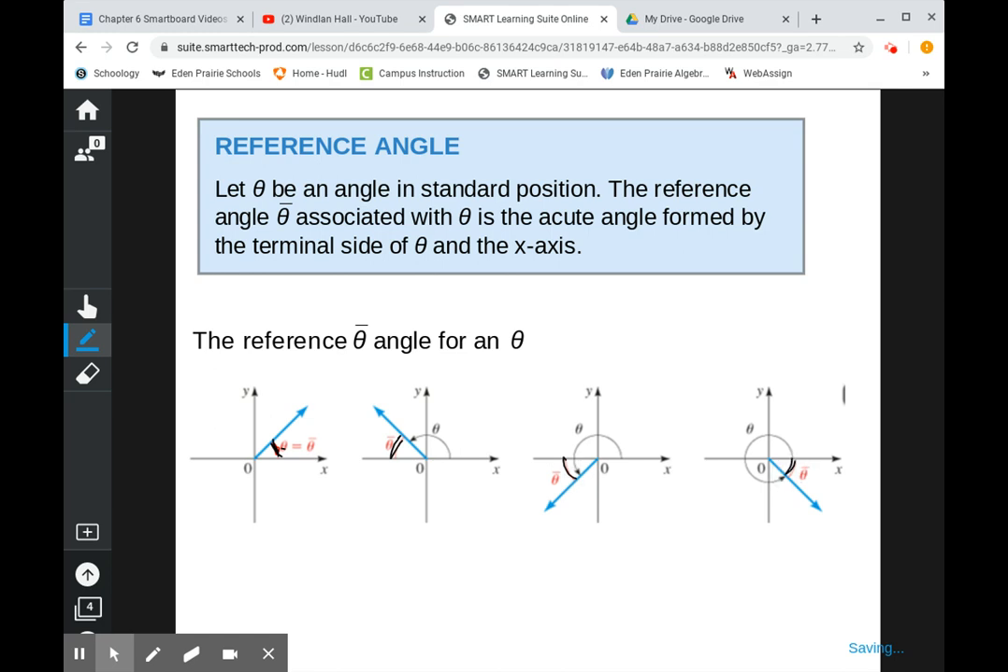One thing I want to make note of is that your theta prime is always positive. Always positive. And I think this was picked up in chapter 5, but it's always positive. Now, with that said, let's go look at a few examples.